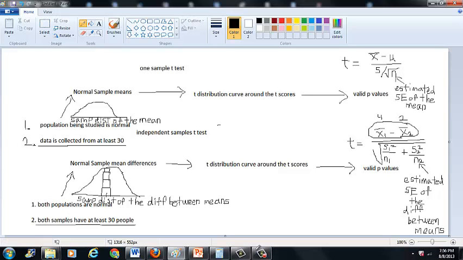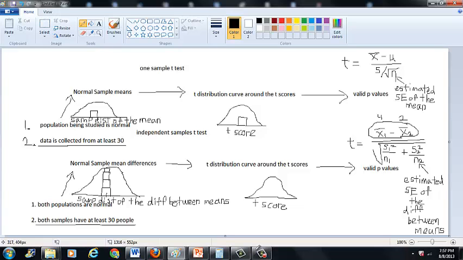And where I say the t-distribution curve around the t-scores, what I mean is the curve that goes around the t-scores of the possible combinations of people that could be selected. Both types of t-tests have this t-distribution curve that goes around the t-scores of the possible combinations. The only difference is that in a one sample t-test, the one sample that you select has a mean inside of this curve, and also has a t-score inside of this curve.